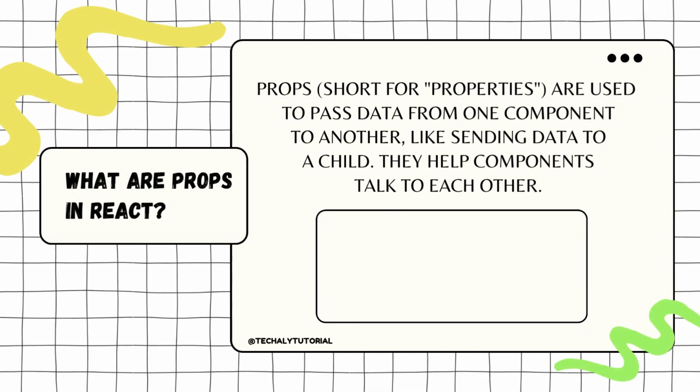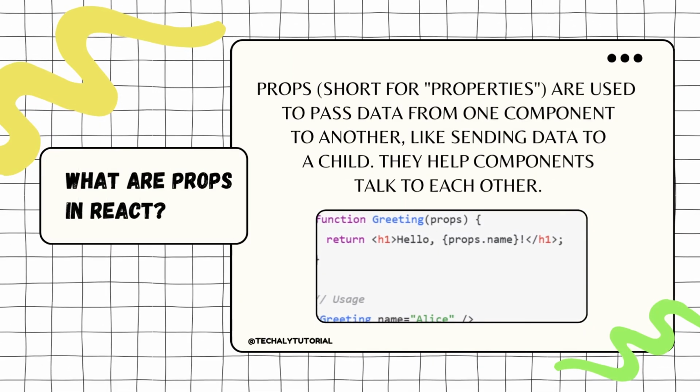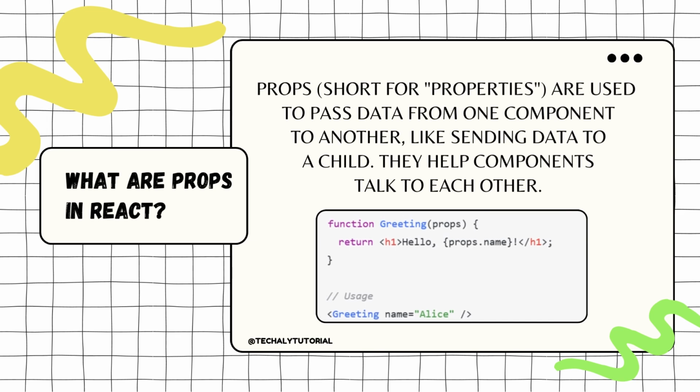What are props in React? Props are like arguments you pass to a function. They allow one component to send data to another, almost like one part of a website giving information to another part. A greeting component might take a name prop to display a personalized message. So, if we pass name is Alice, it will say, "Hello Alice."